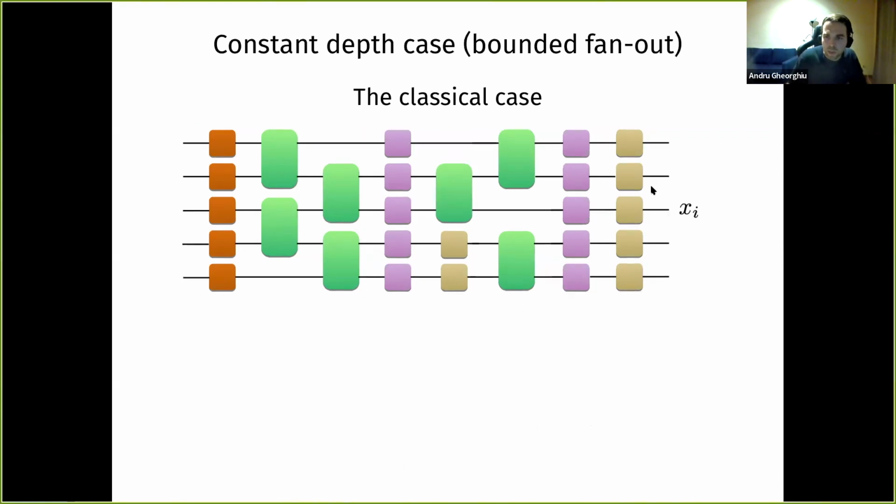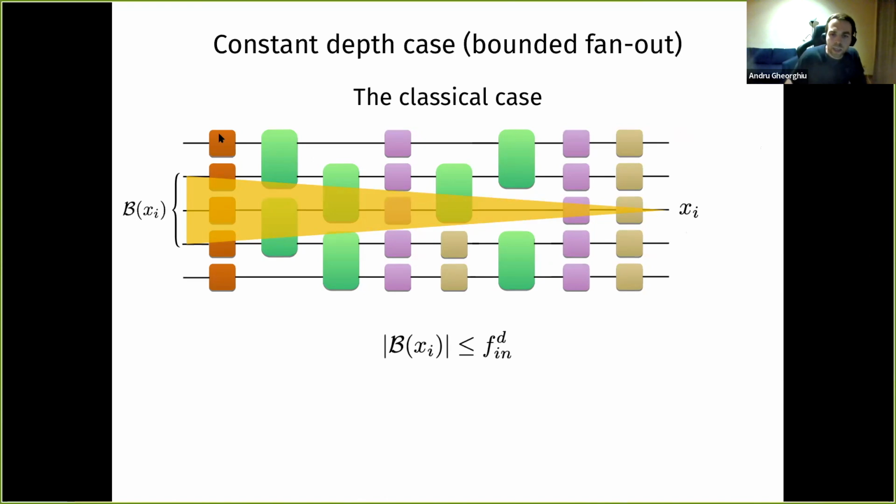Okay, so let's focus on one specific xi. Nicole introduced this concept of the light cone in the circuit. What we'll try to see is which other output bits xi can be correlated with. To determine this, we need to first go back through the circuit and see which inputs xi can depend on. And this is given by the backwards light cone of xi. This will be bounded by the fan-in of each of these gates to the power the depth of the circuit. And because the fan-in is constant, this is a constant size set. So it only depends on a constant number of input bits.